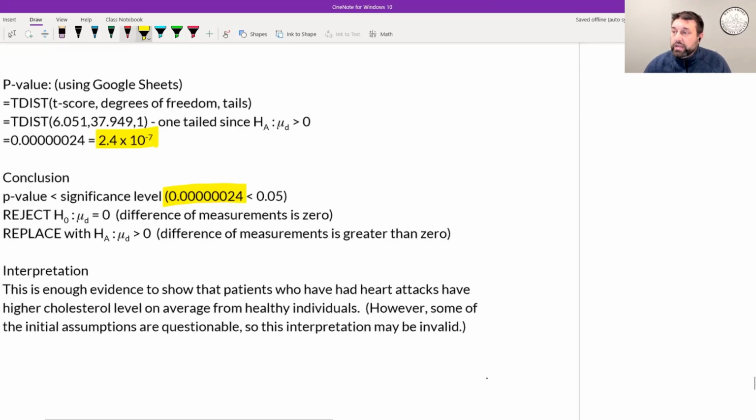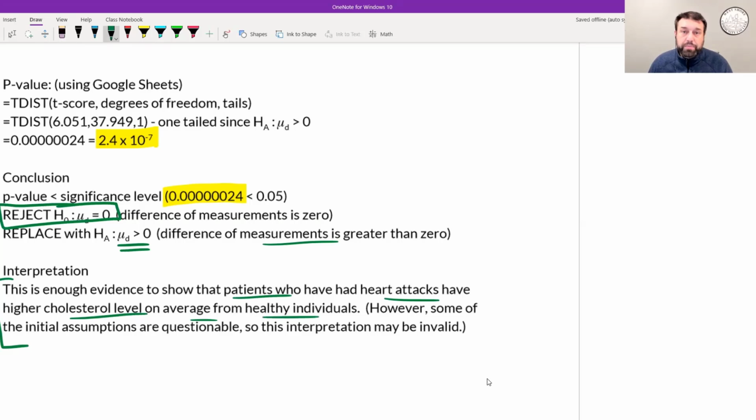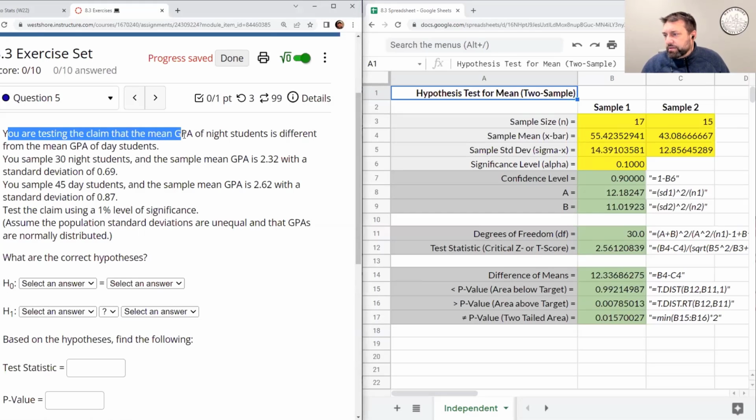Which means we get to reject the null hypothesis, which means we can replace it with our alternative, which means there is a difference in measurement that is greater than 0, which means there is enough evidence to show that patients who have had a heart attack have higher cholesterol on average than healthy people that come in for a physical checkup.